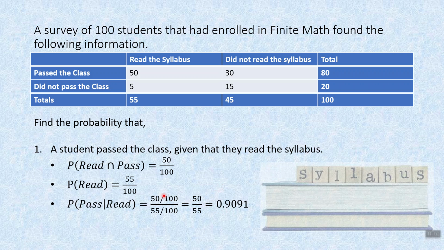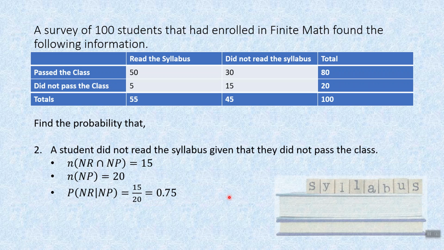Notice that the probabilities we use here, we can just simplify them to the numbers themselves. Since they are all out of 100, we can use just the 50 of the intersection divided by the 55, the number that read the syllabus, and it all works out. And we're going to do that on these next examples.